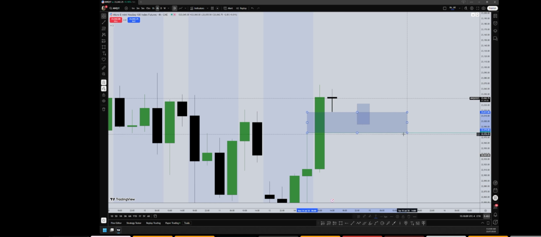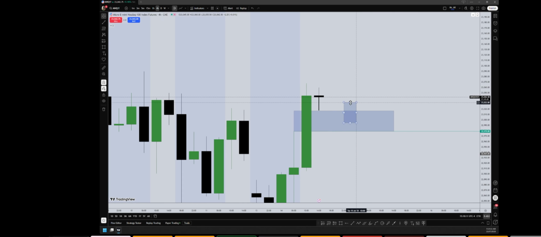And tomorrow what I want to see is Asia opened, took the liquidity of the previous candle's low, and closed maybe below. Why closed below is what I want to see, or fail to close below, that's not a problem. I will explain in a second.